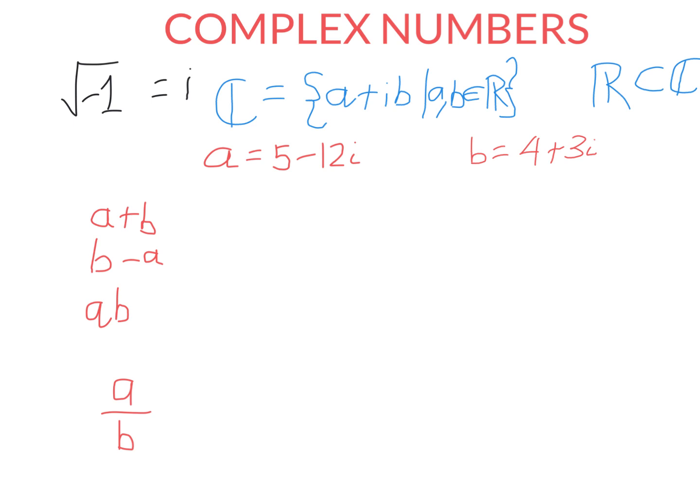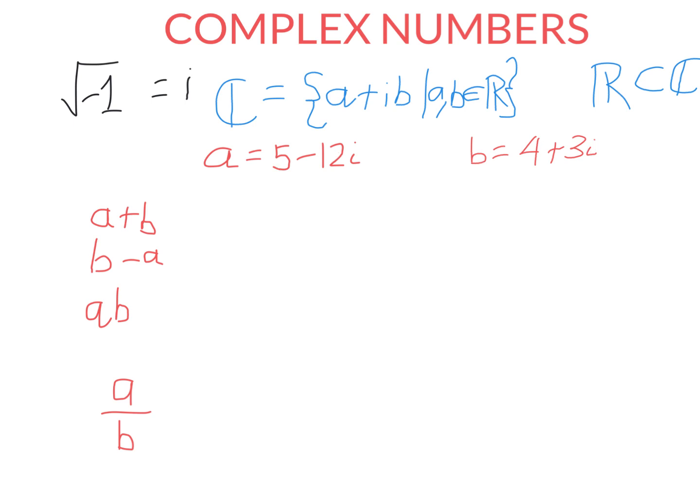So an example of some complex numbers that are not real: a is 5 minus 12i, b is 4 plus 3i. So complex numbers are always a real number plus or minus a real number times the square root of -1. These are both known as Gaussian integers because both of these coefficients are integers.